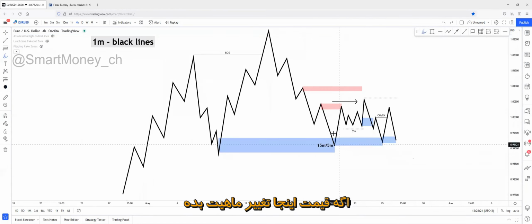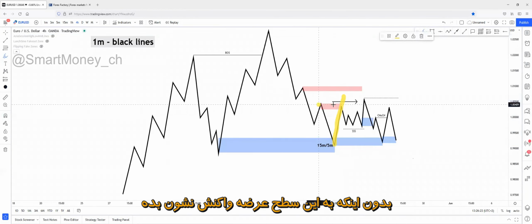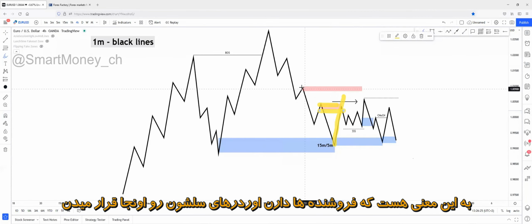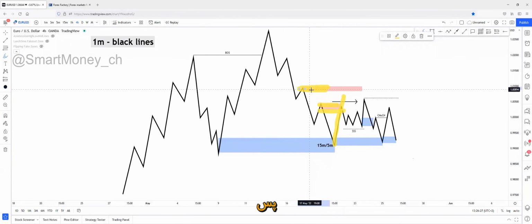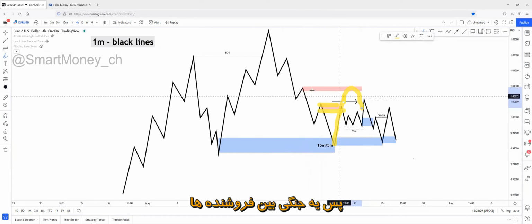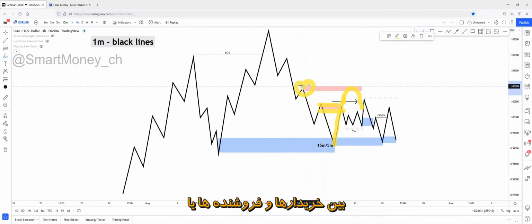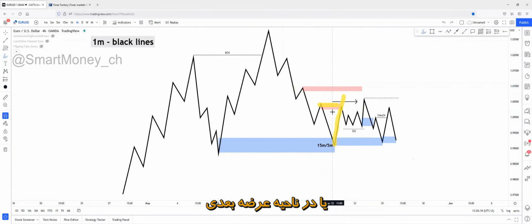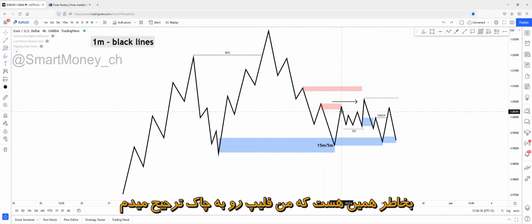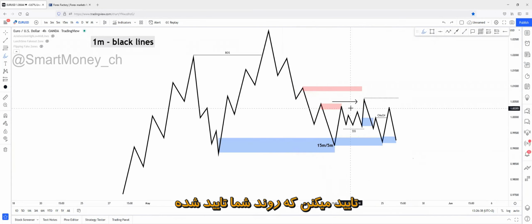If price simply creates a change of character right here without a reaction on this supply zone, that means that sellers are placing their orders right here. So there will be a battle between the buyers and the sellers of the next recent supply zone. And that's why I prefer flips over change of character, because flips are actually confirming that your trend is being confirmed.